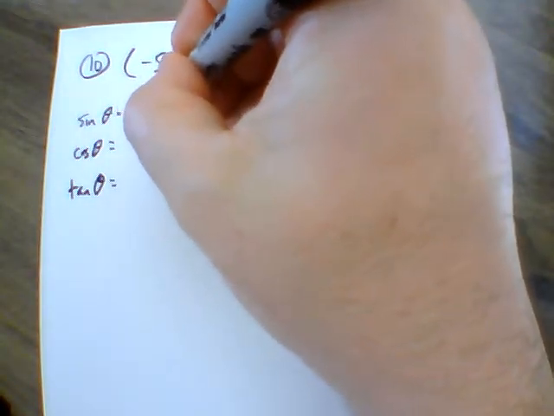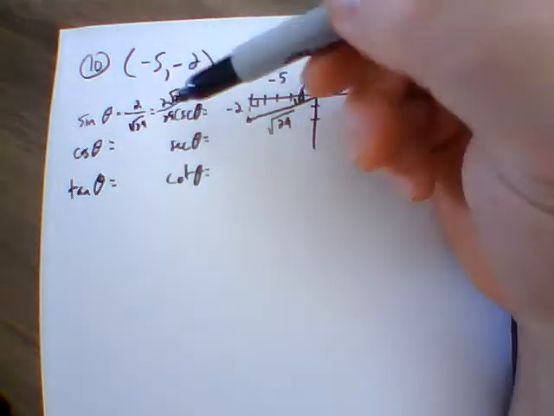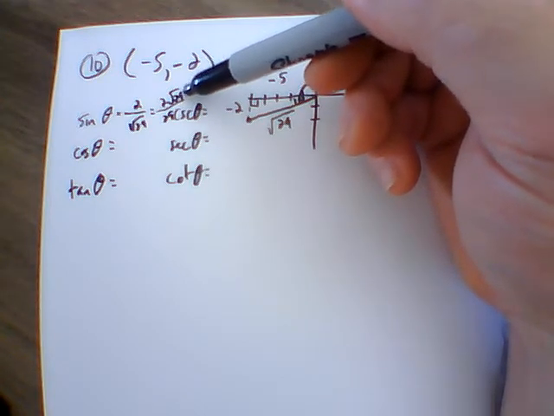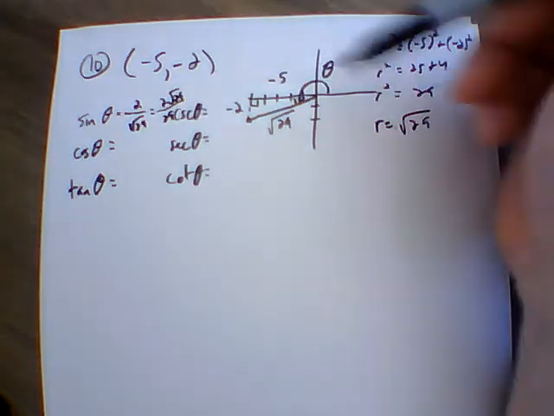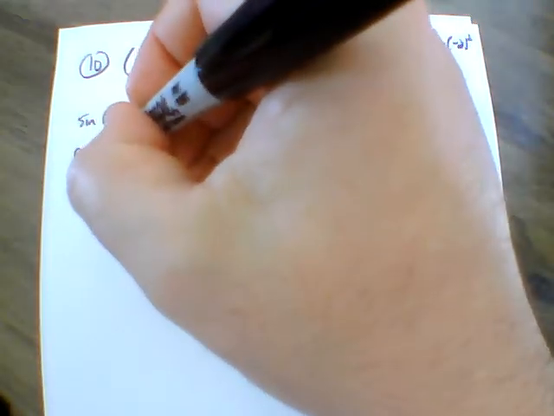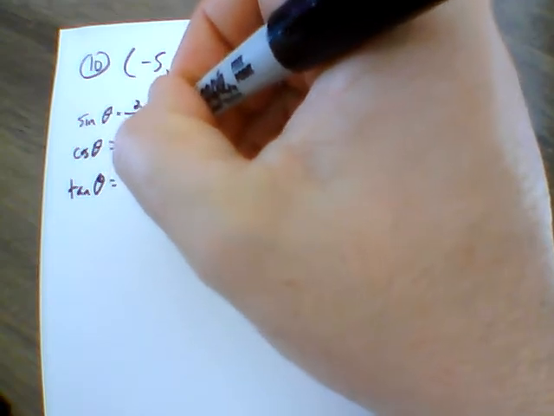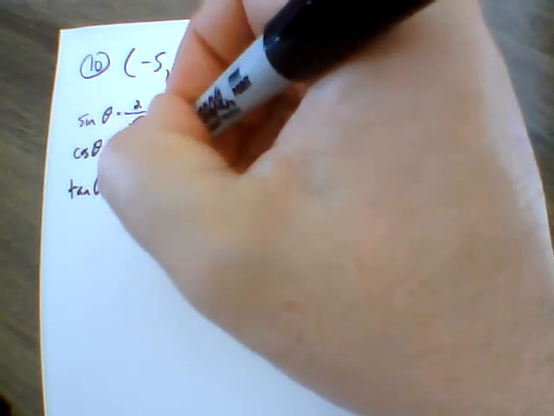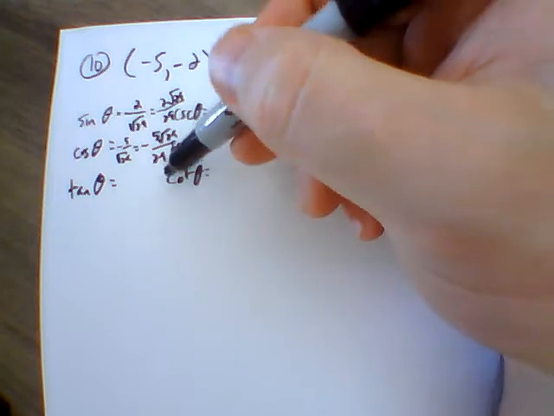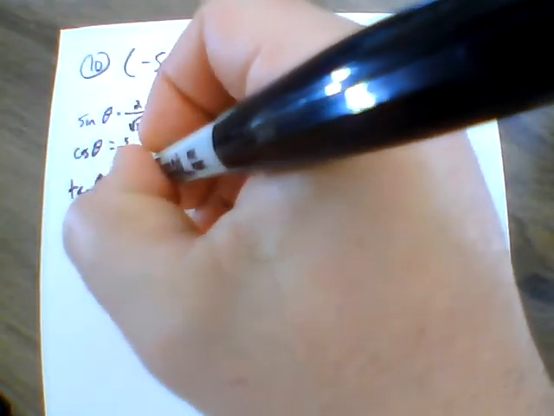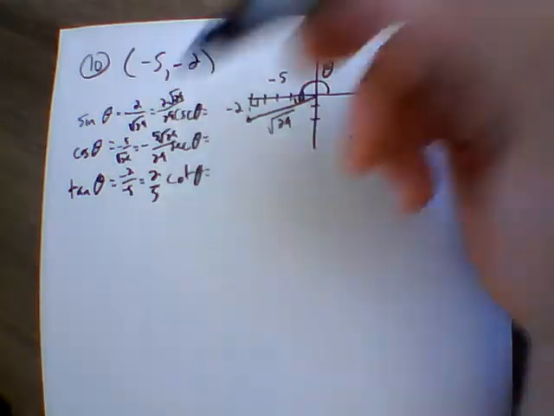So we see we have -2 over the square root of 29, which is -2 root 29 over 29. Because I'm using larger markers than I'm used to, I am running into a little room error in here. Cosine then would be that -5 over the square root of 29, which would be -5 root 29 over 29. Once again, rationalizing for that final answer. Tangent would be y over x, so that's -2 over -5, which is 2/5.